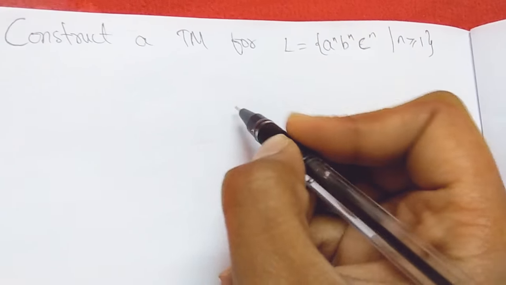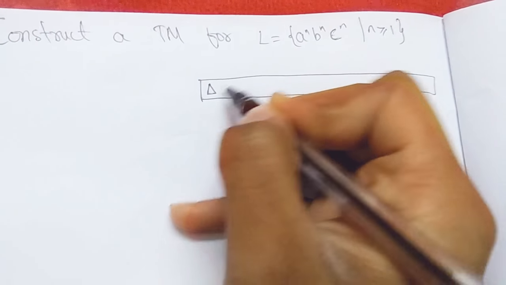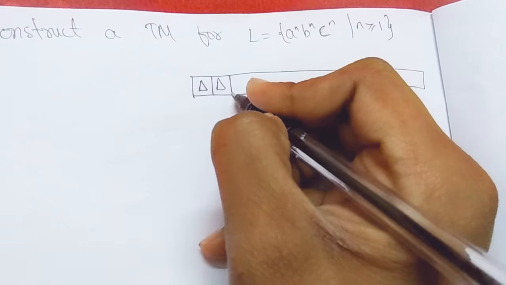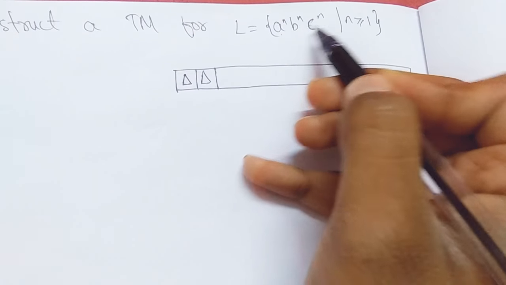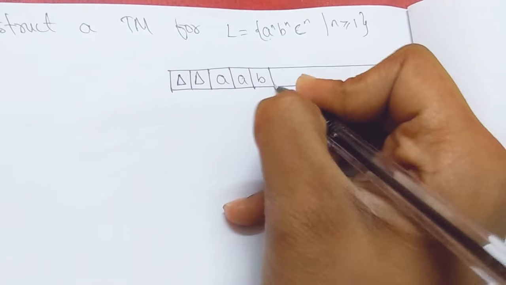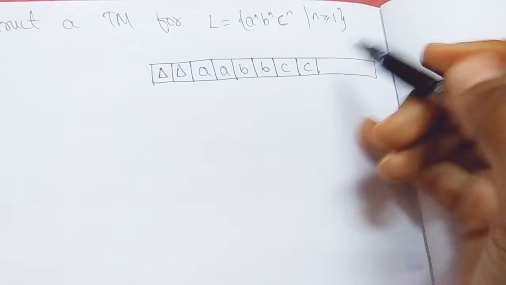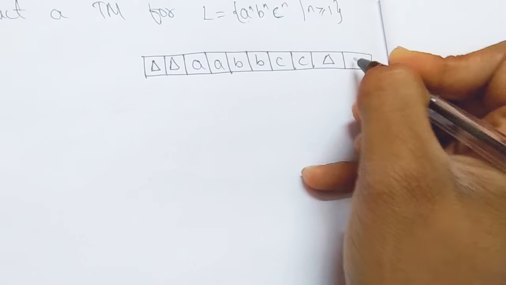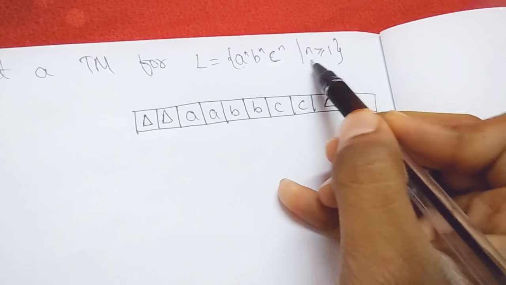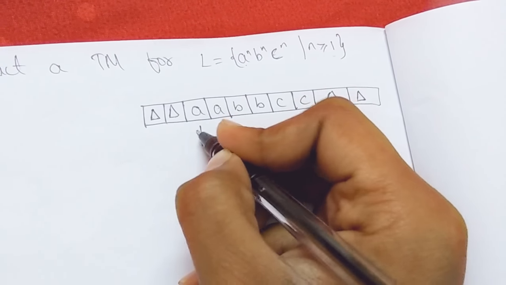Before that I have to construct the input tape for the Turing machine. I'm giving delta as the blank character; you can give b as well. The string is a power n, b power n, c power n, that is an equal number of a's, an equal number of b's, and an equal number of c's, and again blank characters. Here n is greater than or equal to 1, so I'll start with the first a and point the header to the first a.